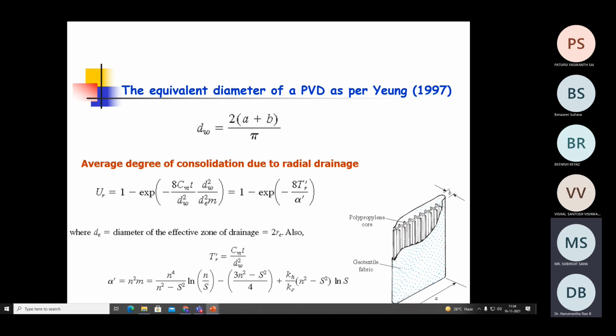What is the value of S, or what is the equation for S? S is the ratio of ds by dE, or ds by either dW or dE, which is the diameter of the smear zone by the diameter of either the PVD or the equivalent diameter of the PVD.